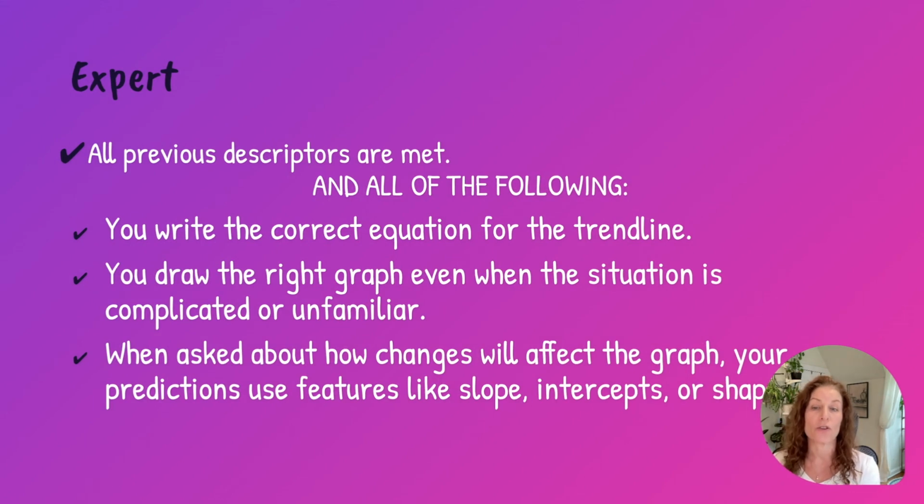Expert is where the equation of the trend line is correct or the mathematical model is correct. You draw the right graph, even when the situation is complicated or unfamiliar. Complicated might be it's linearized, right? Or it might be unfamiliar as in we're playing around with a concept you haven't done before. So, you'd need some other information there, but I'll show you an example. If I ask you a part of the question about I changed this, how will it change your graph? That part is right. So that's extending it out a little bit.